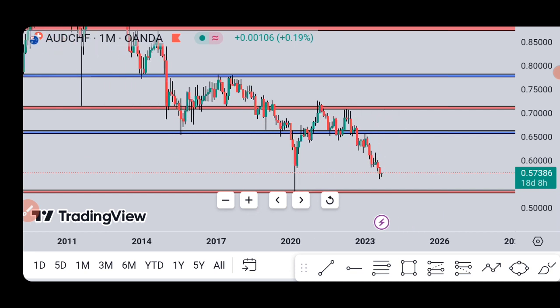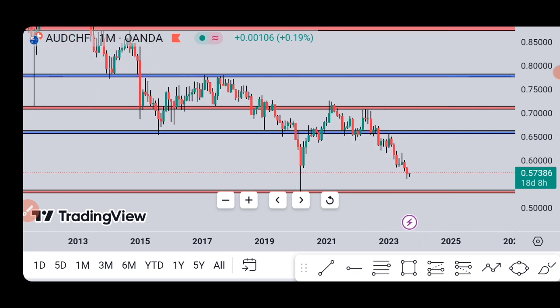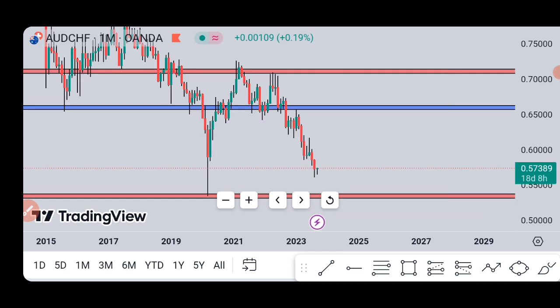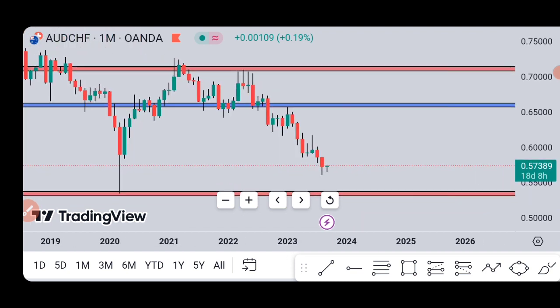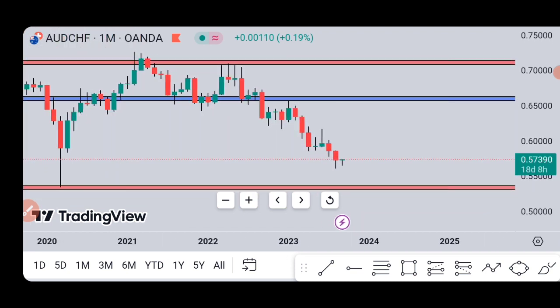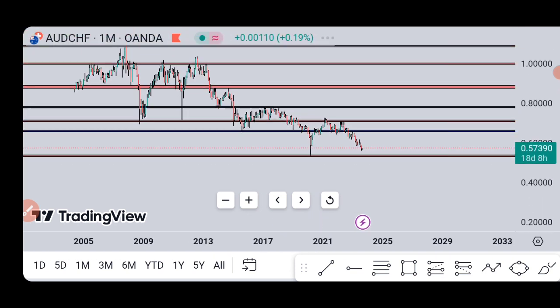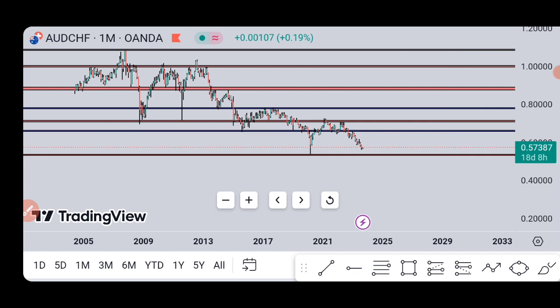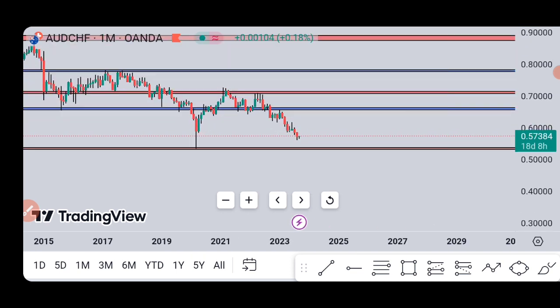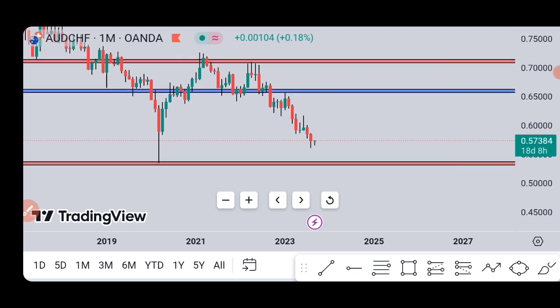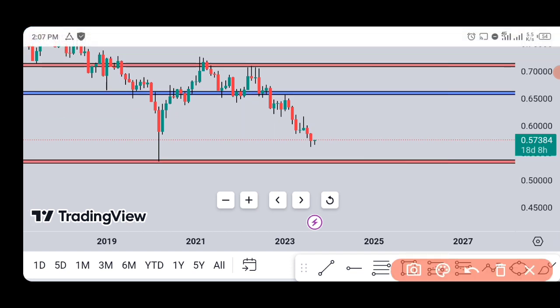I analyze on higher time frames from monthly to daily, and I enter on the 4-hour time frame. So here on the monthly, we can see that the overall direction of the market is a downtrend since 2007. This market has been trending downward, so we are in an overall downtrend. So you already know how I mark my zones.